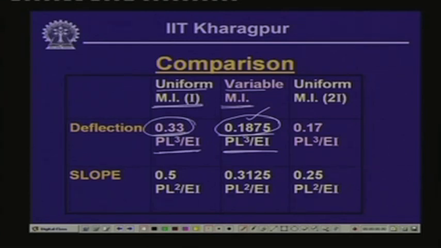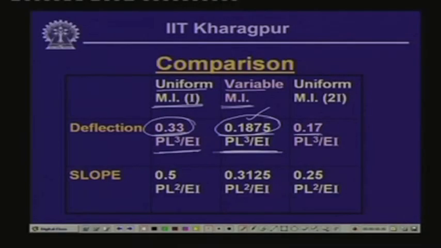Now, if instead of making 50% twice the moment of inertia, we made the whole beam have a moment of inertia of 2I, that means we provide a larger section throughout the length of the beam, then the deflection we get is 0.17 PL cube by EI, which is half of the value when you have I. If you notice, the change from the variable case to the full length as twice I, the difference is not much.